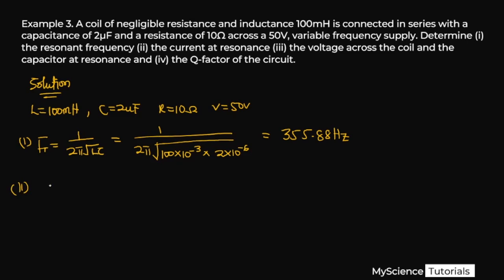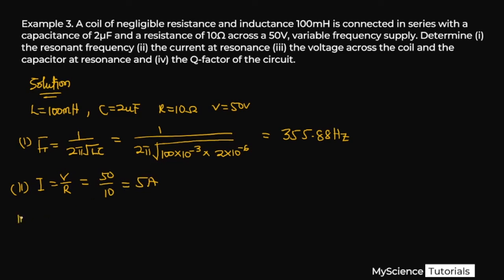Okay, so now that we have the resonance frequency, let's look at part II. We have to determine the current at resonance. So the current at resonance is equal to voltage over resistance, and that is equal to our voltage, 50, over our resistance, 10, so this is equal to 5 amperes.